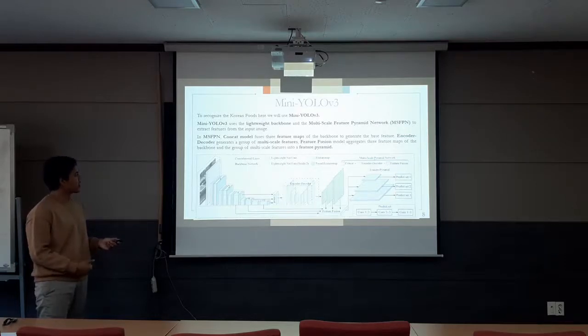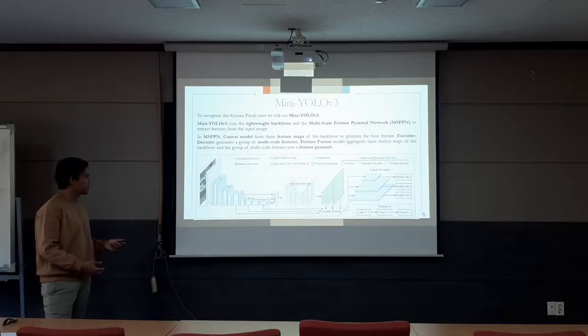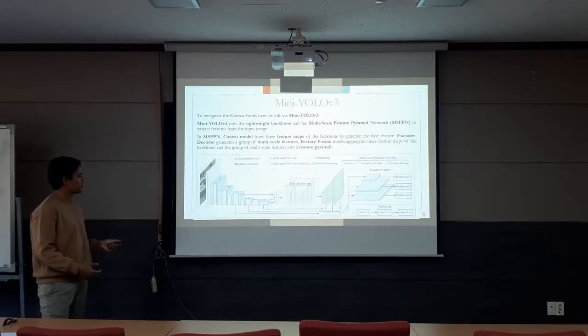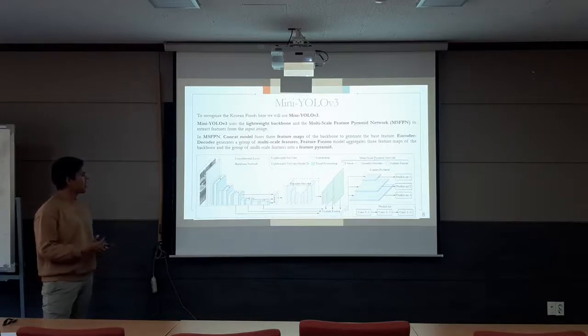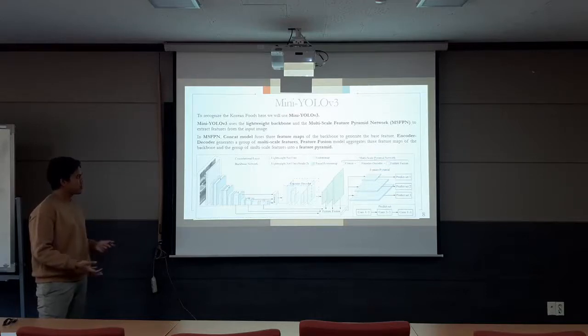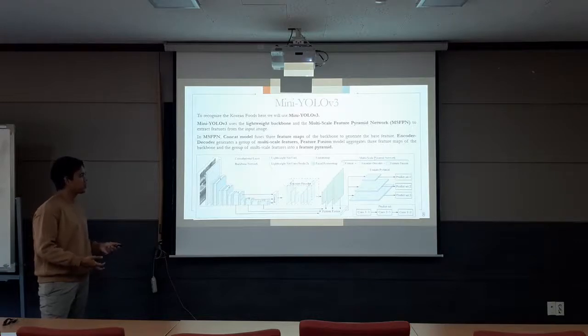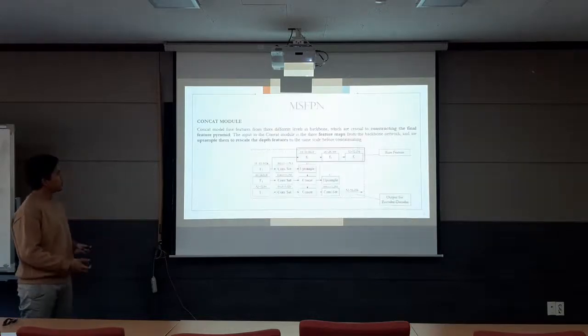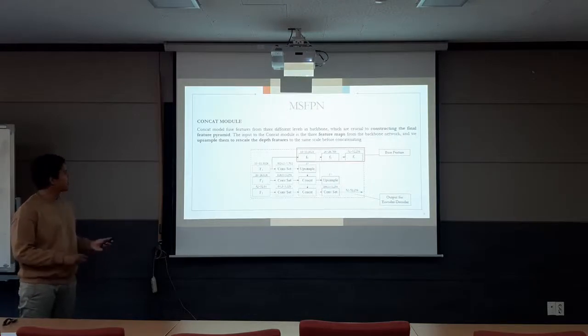First one is the concat module. The concat module fuses the three feature maps of the backbone to generate the base feature. It will also generate output for the encoder and decoder. The encoder and decoder generate a group of multi-scale features, which are then sent into the feature fusion. It will fuse or aggregate the three feature maps of the base feature and the result from the encoder and decoder, and then the result is the feature pyramid.